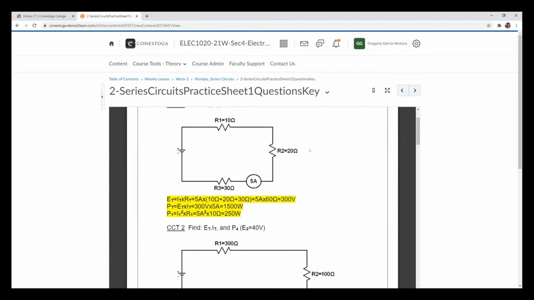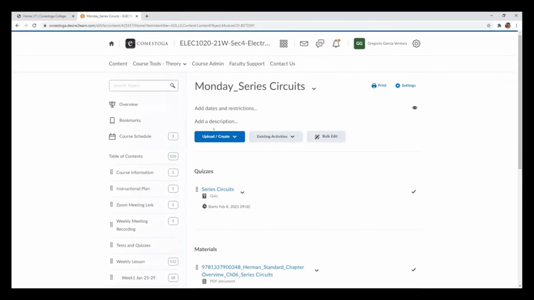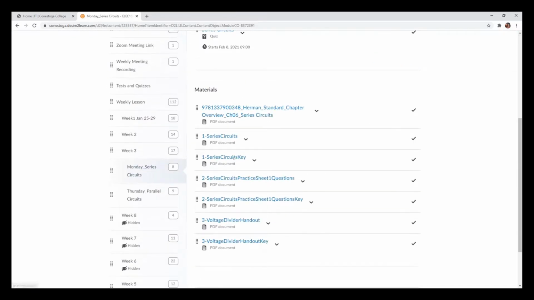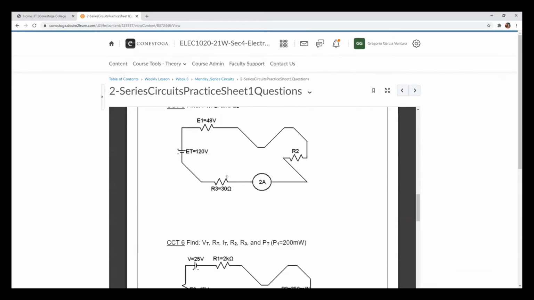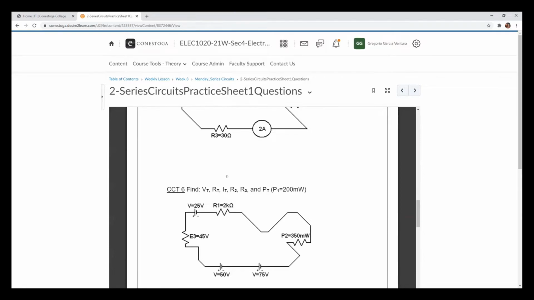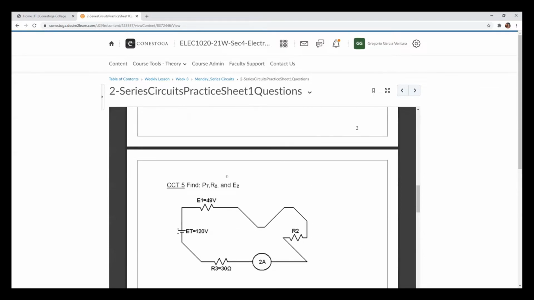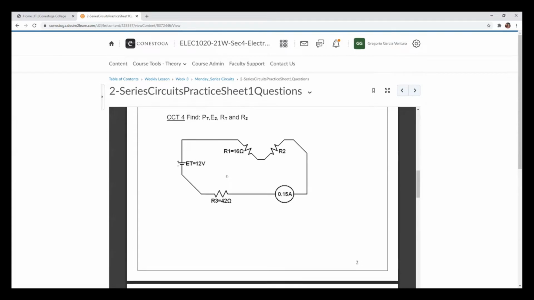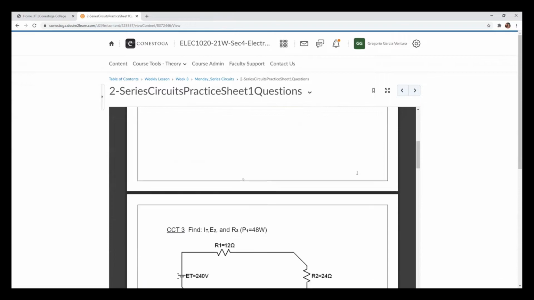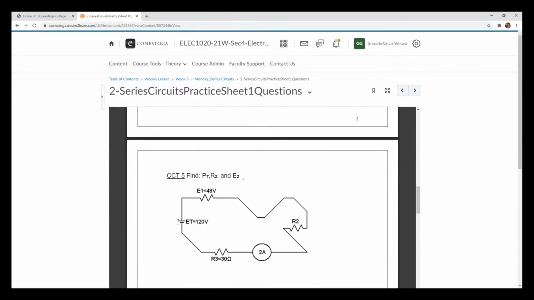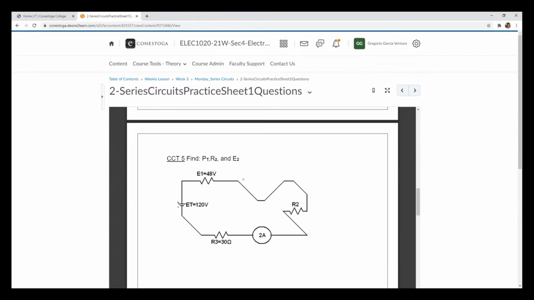Okay, let me give you one more thing here. I want to show you something that you are going to encounter in the case of series circuits. Let me get back to the questions. I know that you will not encounter any issues up to this point. All these circuits are very straightforward. It's just the same thing repeated over and over. However, when you get to something like this, can you see the circuit number 5?